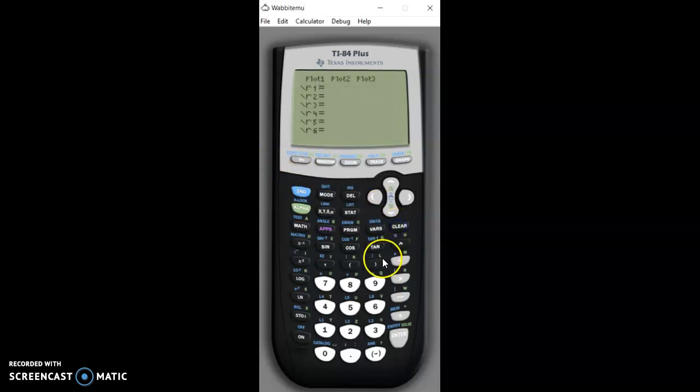So the last one was our roses. So let's look at our roses. It's 4 sine 4 theta. And so when I graph that, you can see all the petals of my rose.